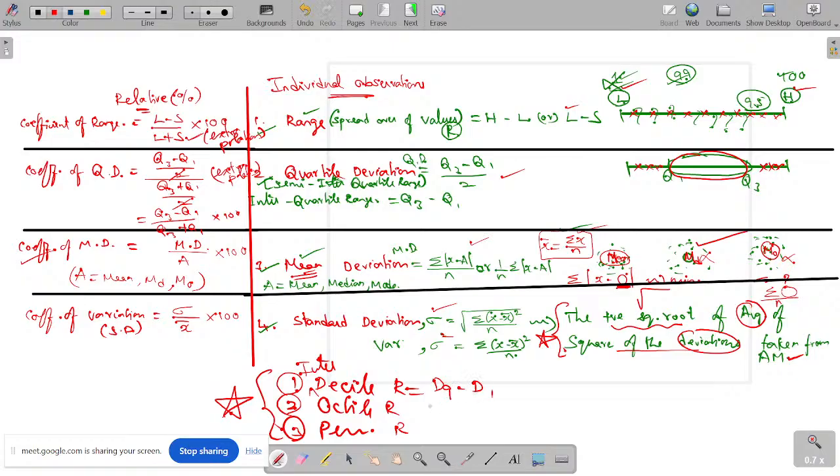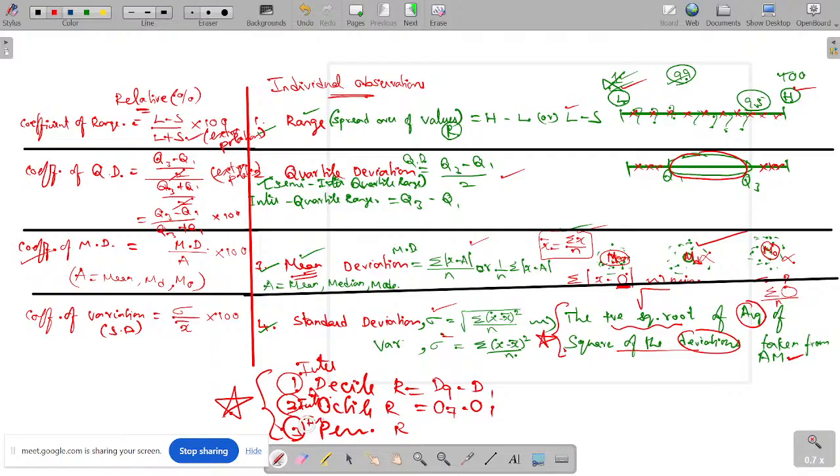D9 minus D1. Octile, which is O7 minus O1. This is also the inter-octile range. If they ask you for the semi-inter-decile range, you have to divide by 2. Why divide by 2? Why not by 9 or 10? Because you're considering two values, divide by 2. That's it. Semi means 2 only, right?